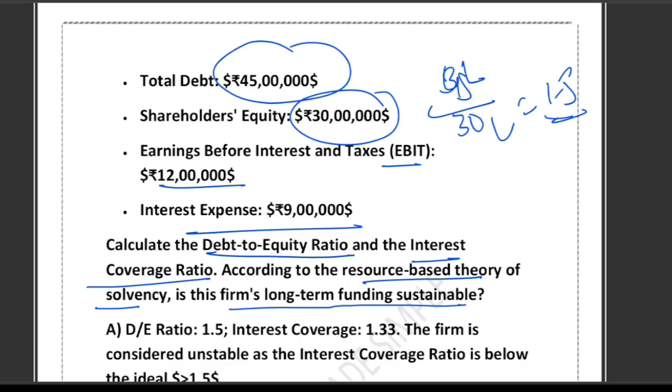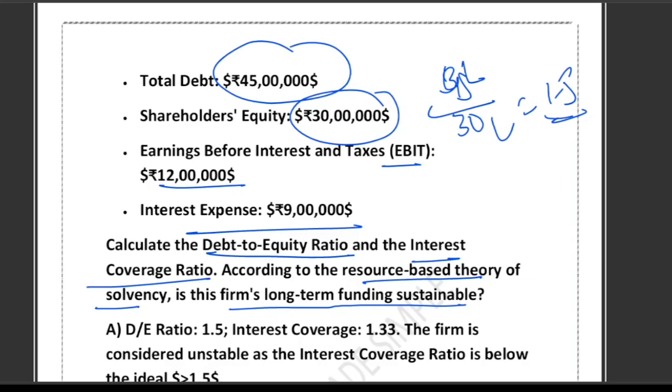Now let's compute the ICR. ICR means EBIT upon interest expense, right? EBIT they have given as 12 lakh, so 12 lakh in the numerator and interest expense 9 lakh in the denominator, which is equal to 1.33. So it means the firm earned rupees 1.33 for every 1 rupee of interest obligation. It means it can pay interest but with very little safety cushion.